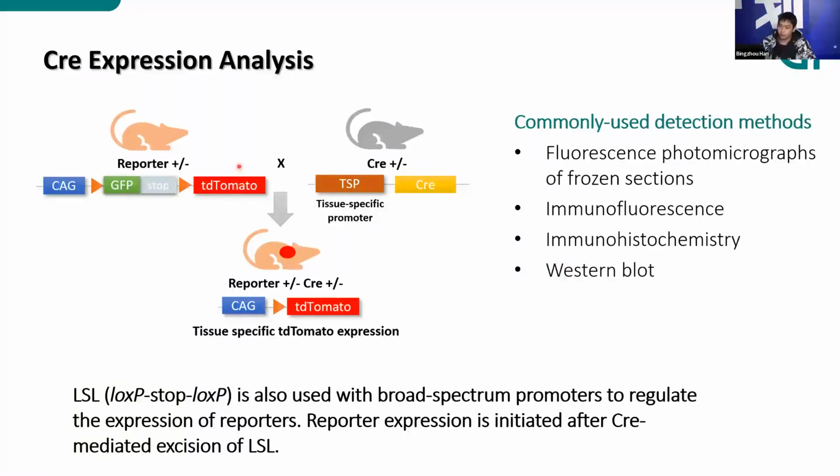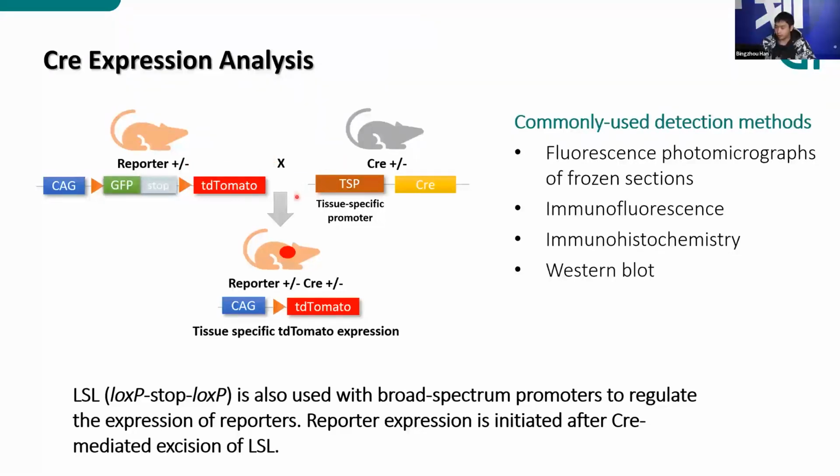So generally, we cross two strains together, one with a reporter strain, which has a ubiquitously expressed green fluorescent protein and a stop cassette, which will terminate the transcription, and this is flanked by one pair of LoxPs. And then at the downstream, there will be another fluorescent reporter gene, like in this case, tdTomato red fluorescence. And it won't be expressed in normal conditions, since the transcription termination cassette prevents transcription. And then we cross this reporter strain with the Cre we want to test.